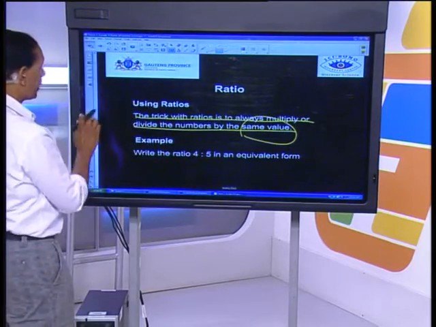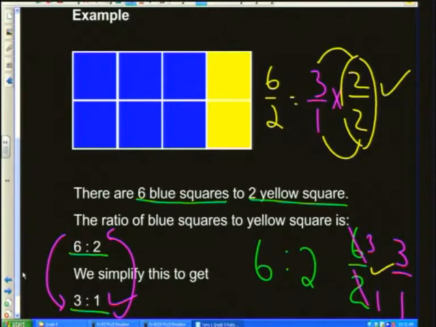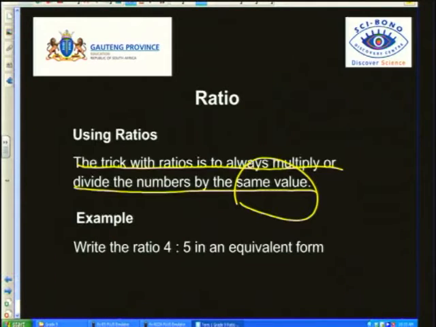Let me just take you back quickly. You see here? Either you multiply by the same value or you divide by the same value. Is that clear, guys? So don't forget that. Right.